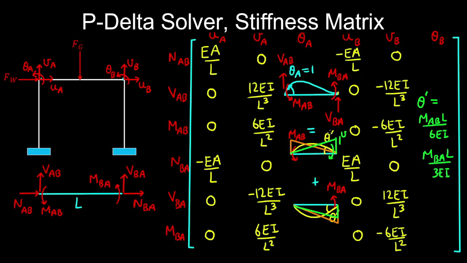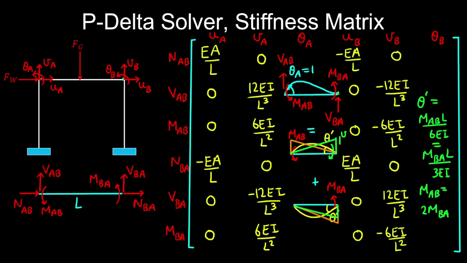So as we said, the rotations are equal and opposite in both cases to get a net rotation of 0 at this support, so these expressions are equal. And therefore we find that MAB is equal to 2 MBA. So that's our first condition.